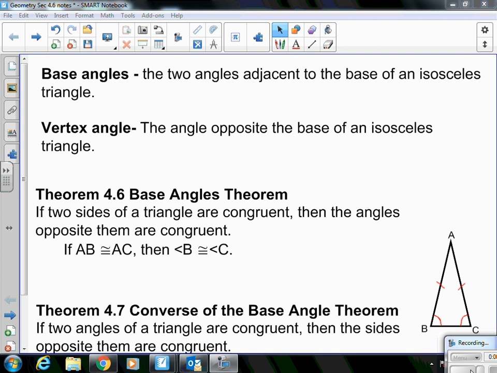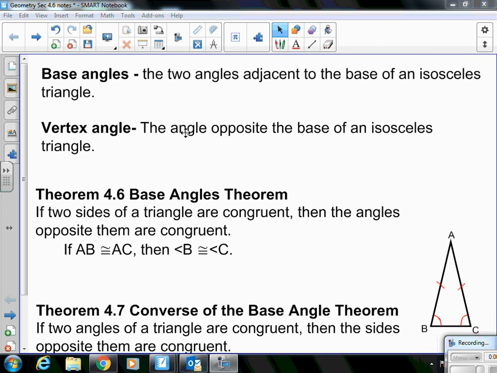If you remember, the base of an isosceles triangle is the side that is not congruent, right? You've got two sides that are congruent. The third side that's not congruent to those is the base of the isosceles triangle, so the angles on each side of that base basically are going to be your base angles.